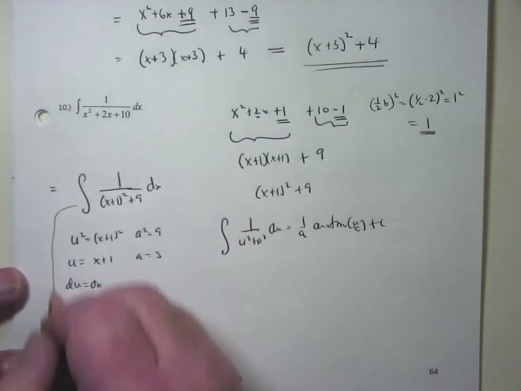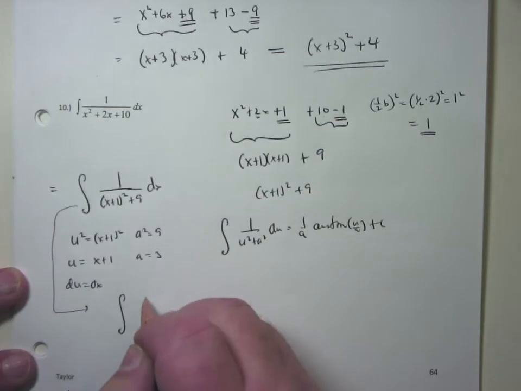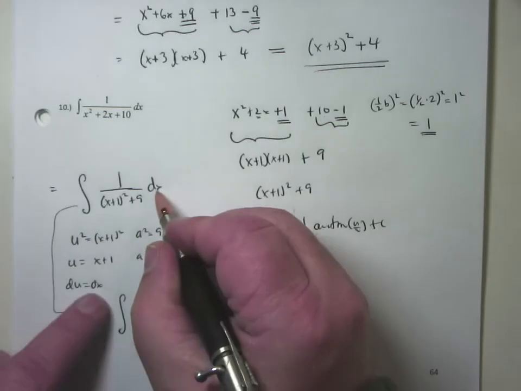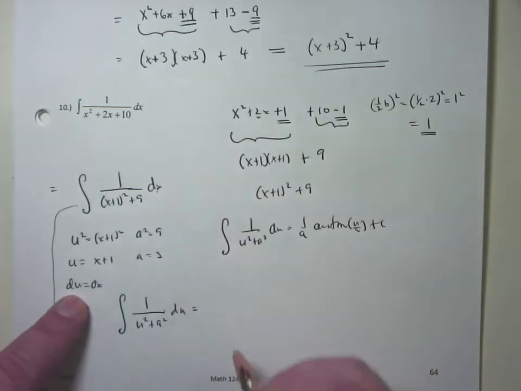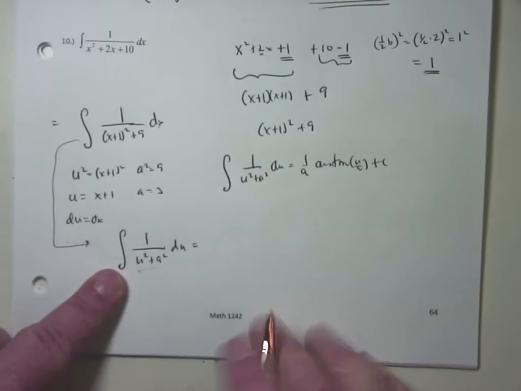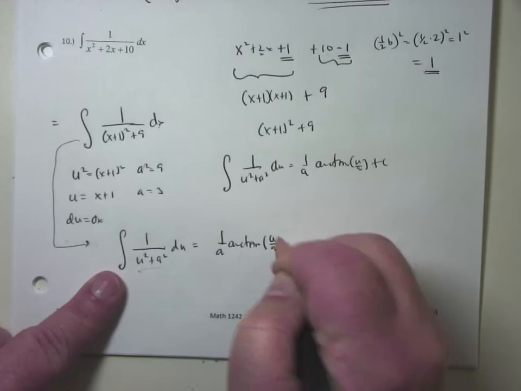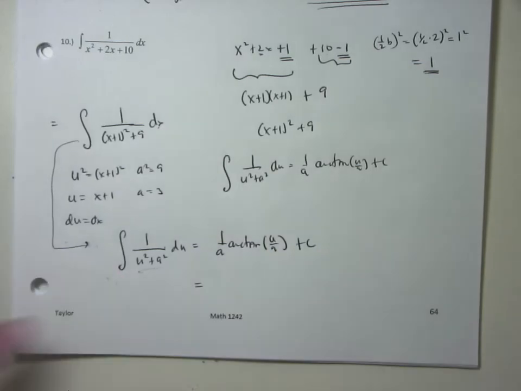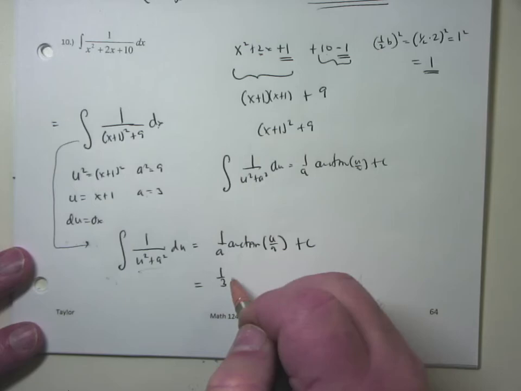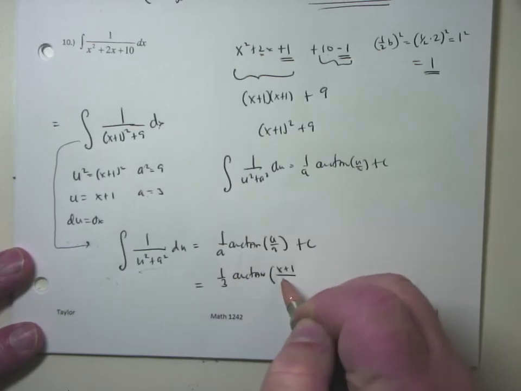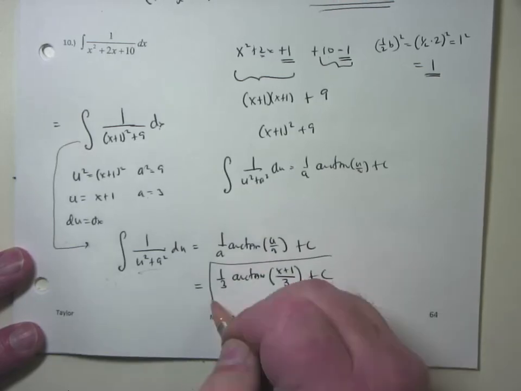So when I substitute into this guy, this turns into 1 over u squared plus a squared. But this was a nice problem. dx is du. So this turns into the actual formula of 1 over a arctangent of u over a plus c. And what's the last thing I'm going to do to integrate this guy? Back substitute. What was a equal to? 3. So this answer is going to be 1/3 the arctangent of u, which is x plus 1, over a, which is 3, plus c.